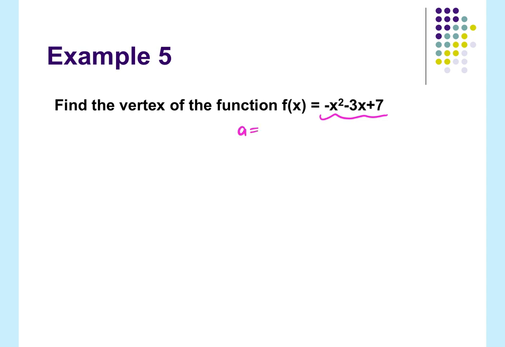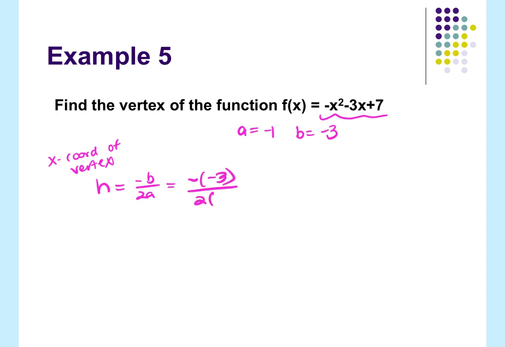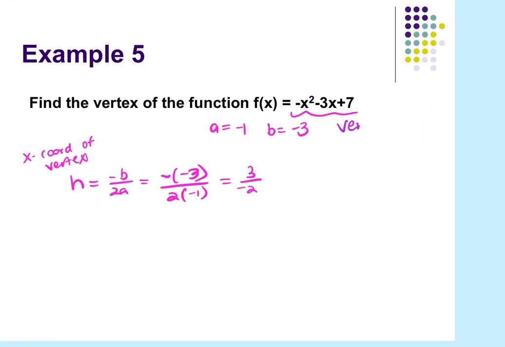What's the a here? Negative 1. It's what's in front of the x squared, right? What's the b? Negative 3. It's what's in front of the x. So if I wanted to find the x coordinate of my vertex, or h, I do negative b over 2a. So negative 3 over 2 times negative 1, and I get 3 over negative 2. That's the x coordinate of the vertex. With me so far?